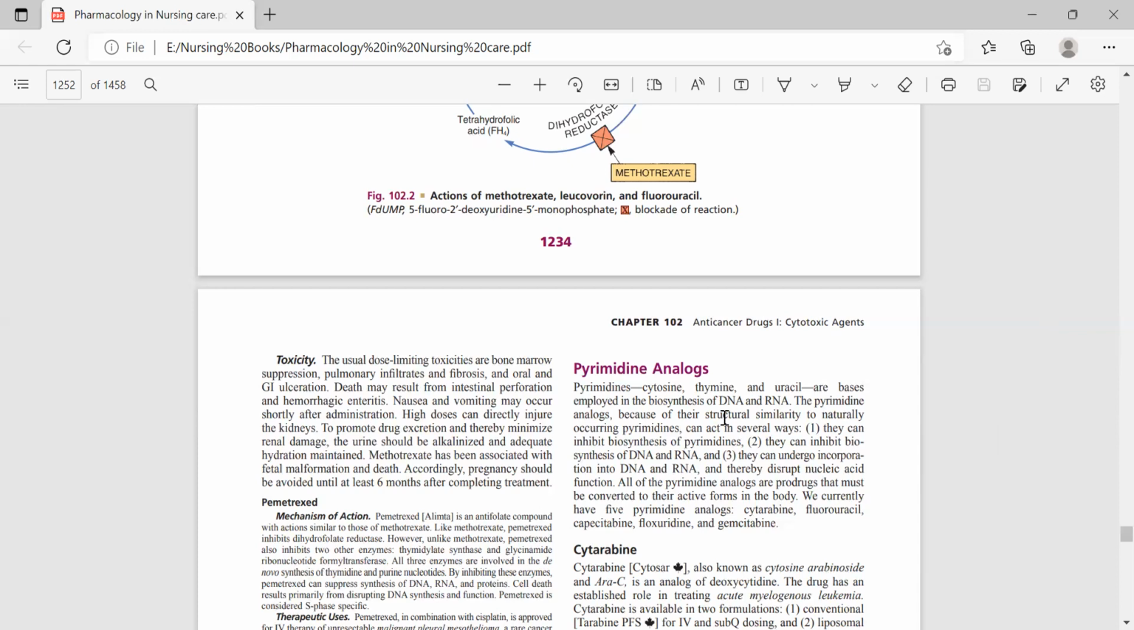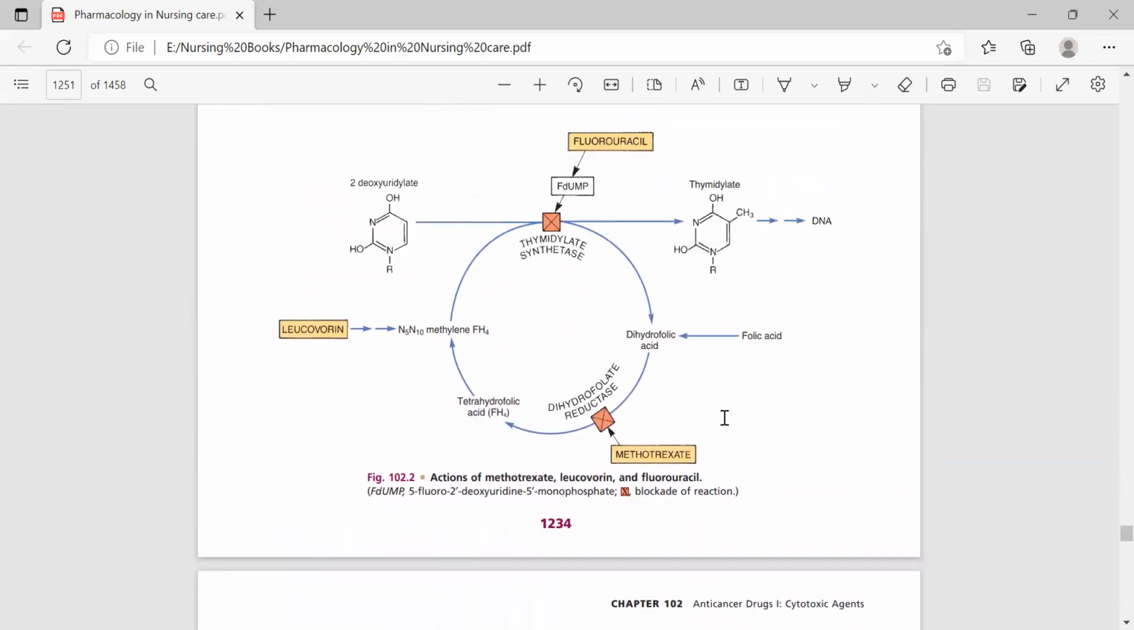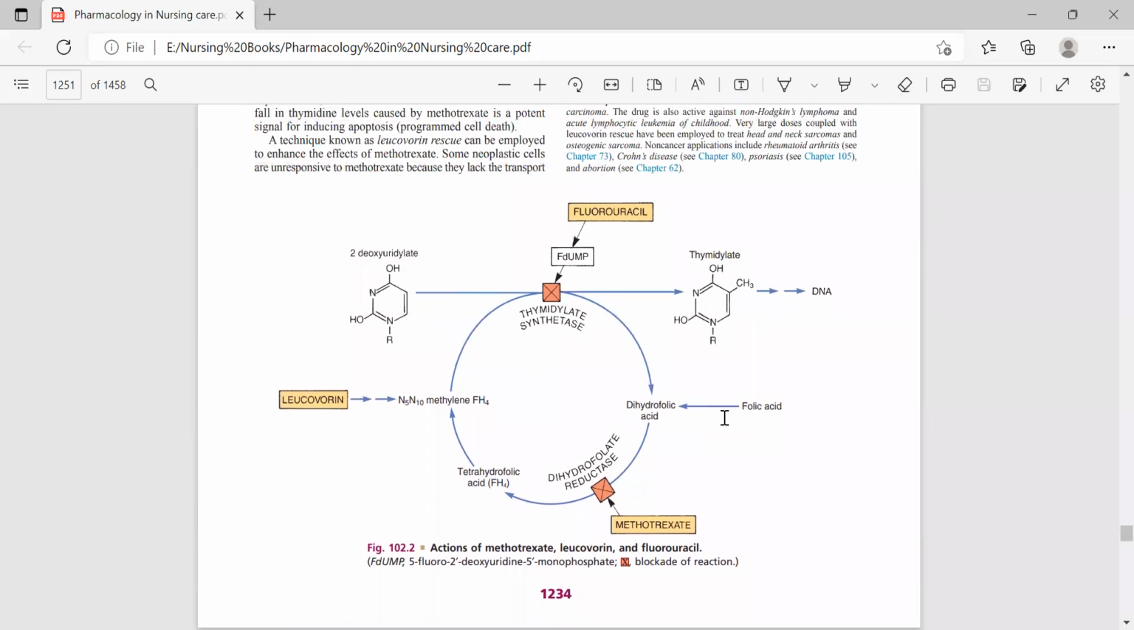Before we discuss pemetrexed and other drugs, I want to show you the diagram in which you can understand the mechanism of action of methotrexate. It inhibits dihydrofolate reductase, the enzyme involved in the conversion of dihydrofolic acid to tetrahydrofolic acid. This tetrahydrofolic acid is very much needed in thymidylate synthesis, as well as in the activation of folic acid, which is required in the synthesis of DNA. Methotrexate inhibits this enzyme, and by this inhibition there is a decline of folic acid in the normal cells.